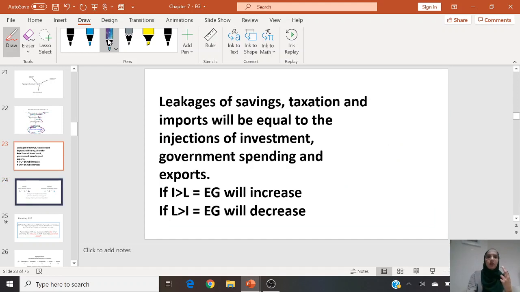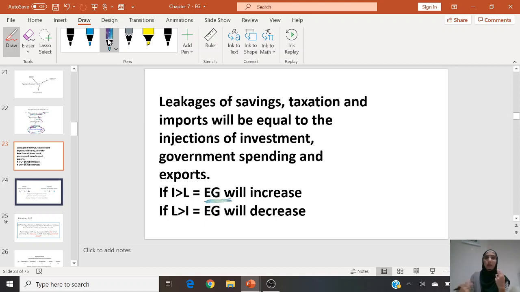So we know that leakages of savings, taxation, and imports will equal the injections of investment, government spending, and exports. We also know that if injections are greater than leakages, that basically means that if you have more money flowing in the economy than going out of the economy, then economic growth will increase, right? And the main reason for that is that you have more money in the economy, so you have more reasons to spend it.